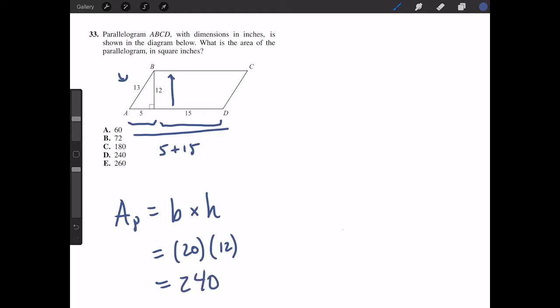Everything is in inches, so we don't have to convert anything, and this would give us 240 inches squared for its area, which is choice D. But if you don't remember the area of a parallelogram, you shouldn't panic. There's a couple of things that you can do.